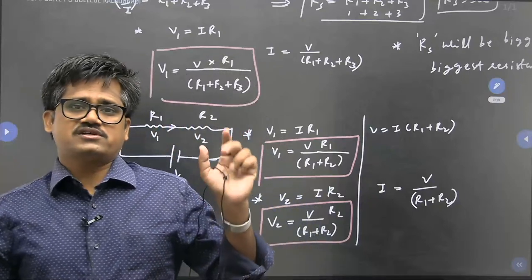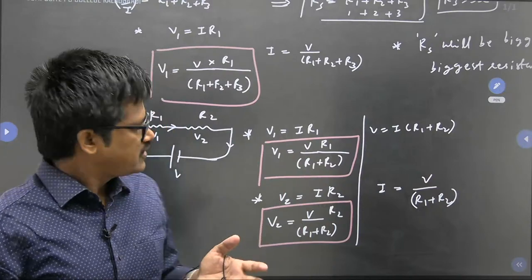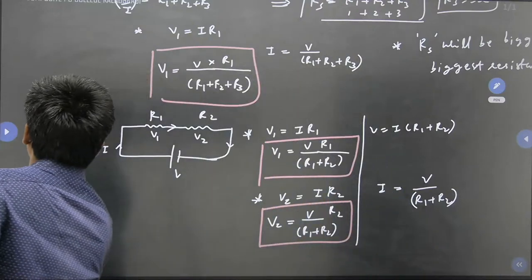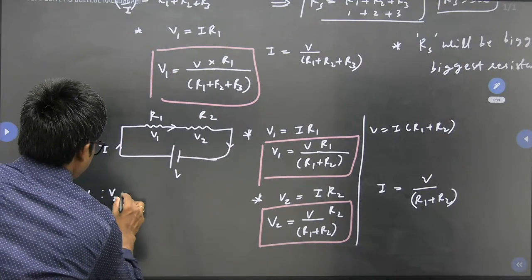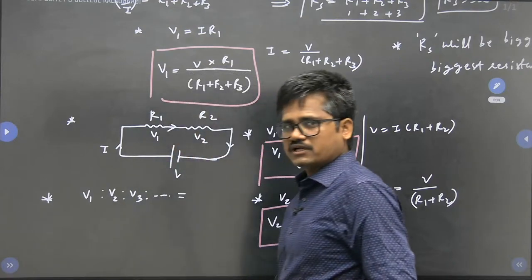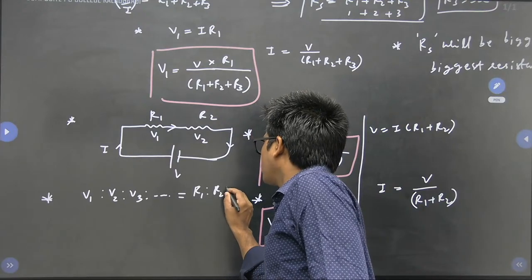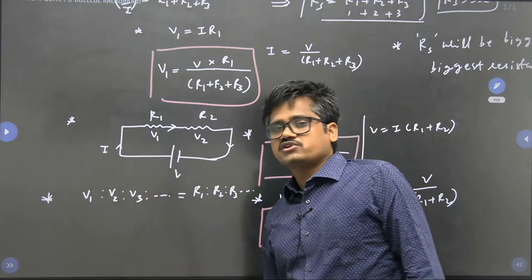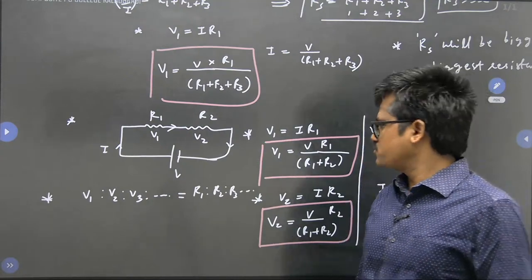In case of series, current remains the same. Voltage drop is directly proportional to resistance, right? So how can we write the ratio of voltage drops? V1 is to V2 is to V3. In place of V1, can I write R1 is to R2 is to R3? It means the ratio of voltage drops is equal to the ratio of resistances. The more the resistance, the more the voltage drop across that resistance, right?